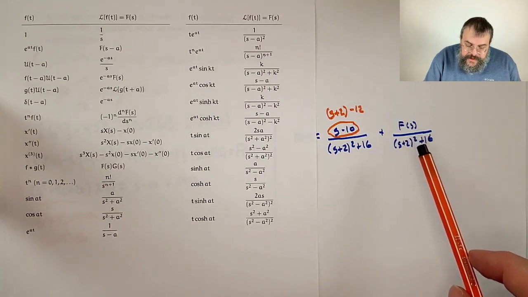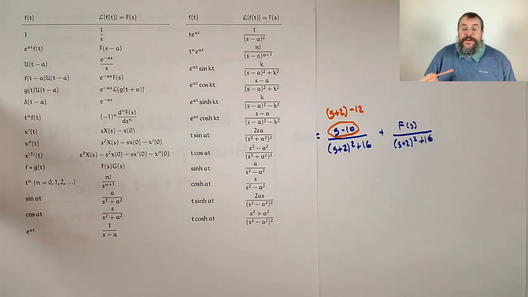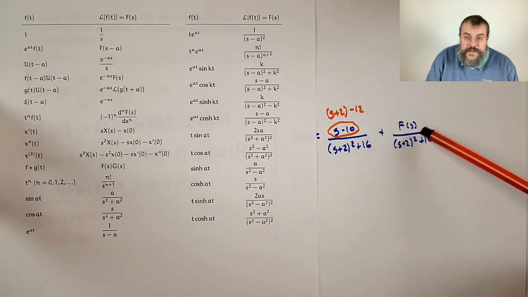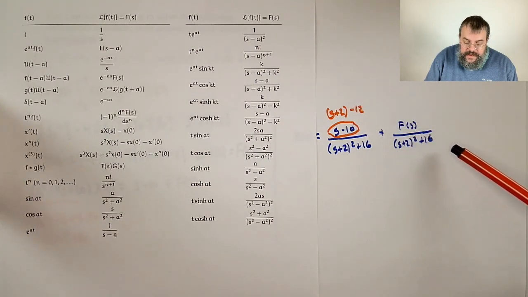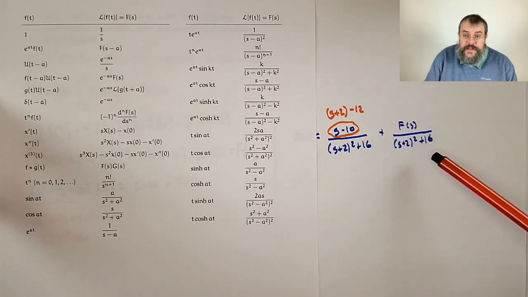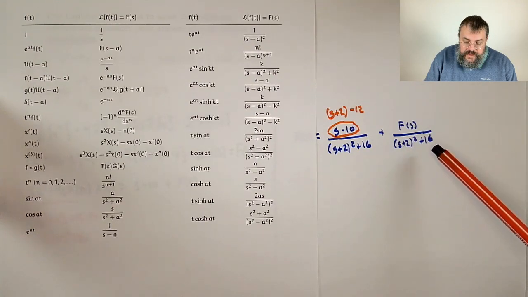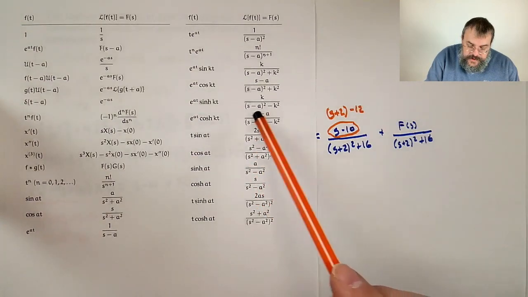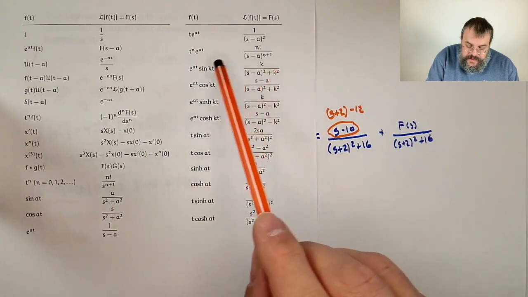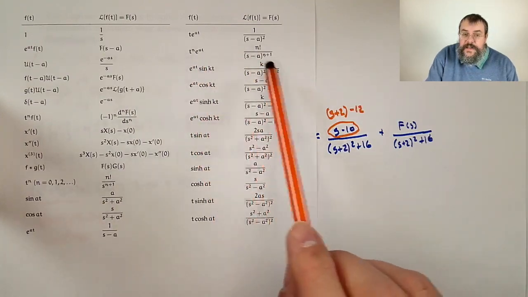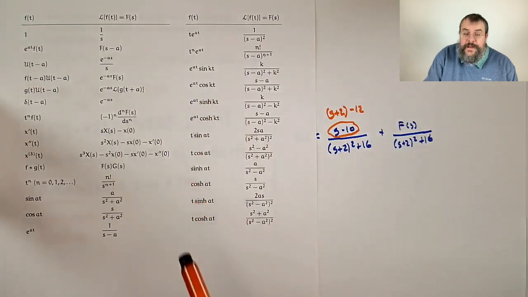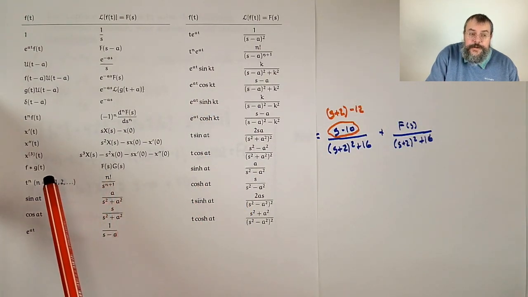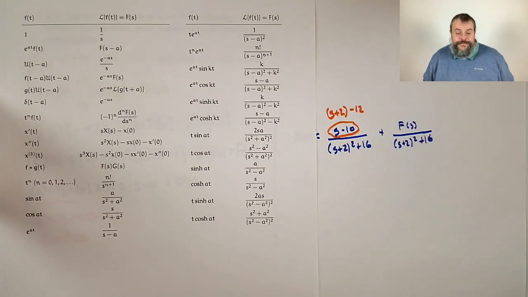Now, what about this part? Well, here is where the convolution comes in. You see, what we have is really two functions. The function we don't know, f of s, and this 1 over s plus 2 squared plus 16. Now, 1 over s plus 2 squared plus 16 is something that we can do almost. It looks very close to the e to the at sine kt. And the point is, you have two things multiplying together, which means it can become a convolution.